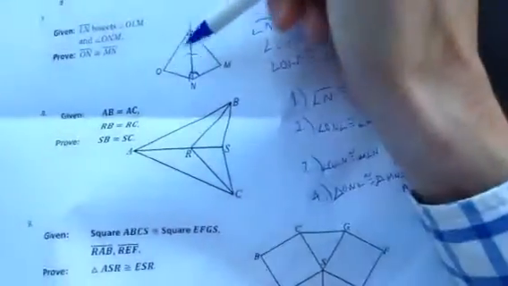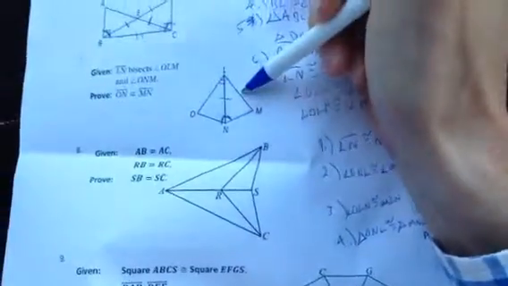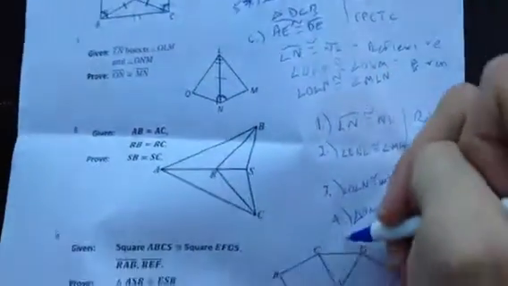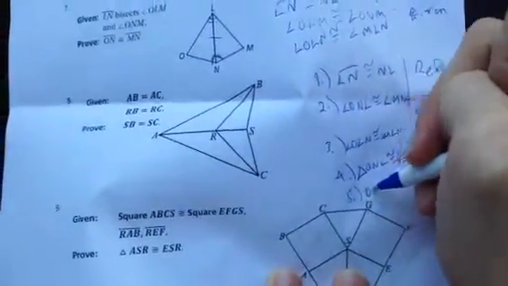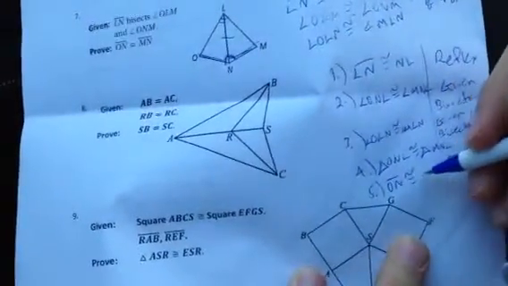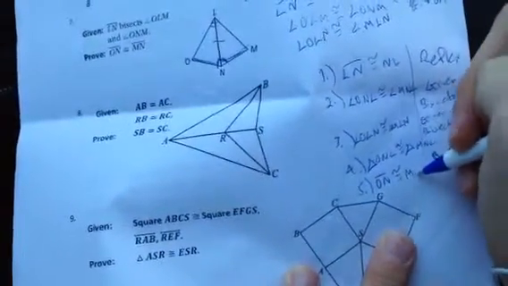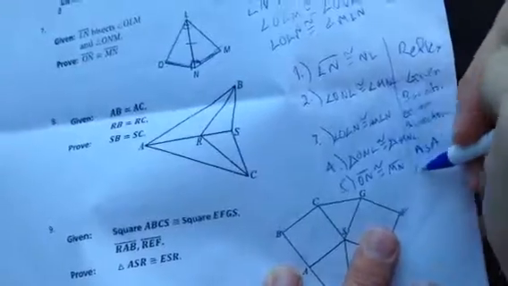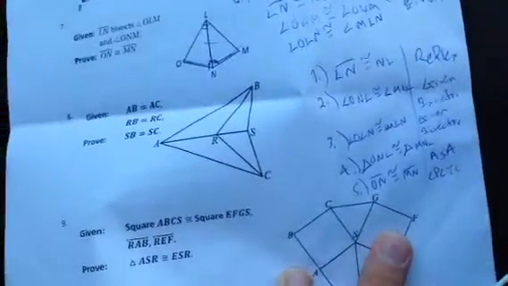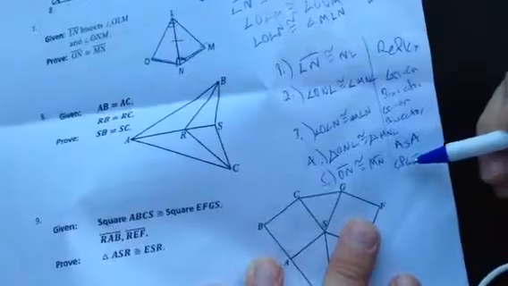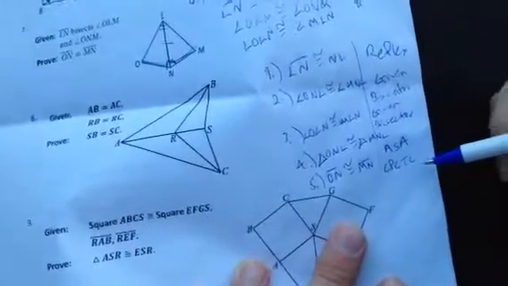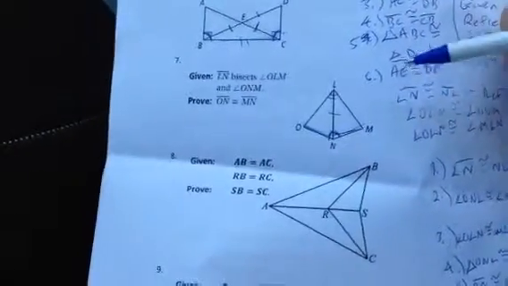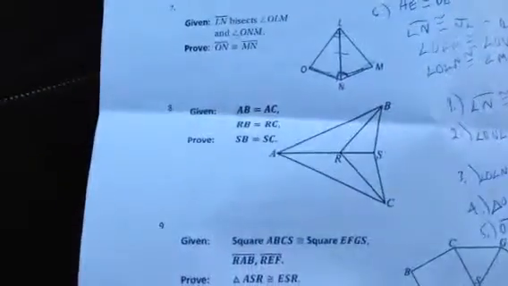And so now we know that all the corresponding parts are also congruent. So we can say that ON, this part here, is congruent to this part here. And our reason would be that fun CPCTC, which means corresponding parts of congruent triangles are congruent. Alright, so that is number 7, and we'll see what we've got in store for next time. Alright, bye.